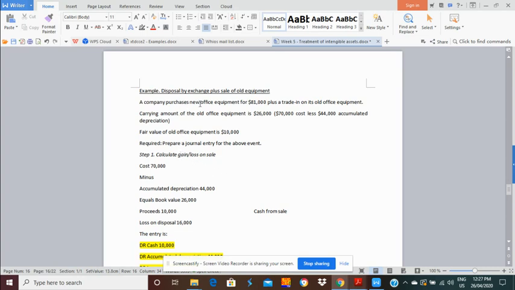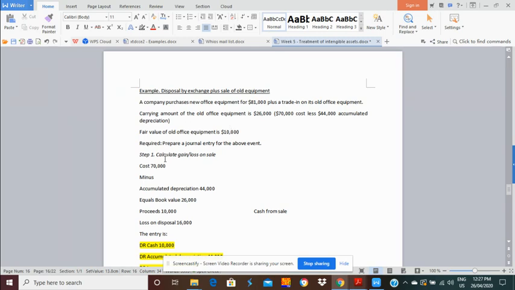So first of all, we purchase equipment for 81,000 plus a trade on the old office equipment. So we add some money to purchase new equipment. For the old equipment, the carrying amount, the book value, is 26,000, cost minus accumulated depreciation. And the market price, the market value of old equipment, is 10,000. That one we will use to determine whether we have gain or loss on sale of the old equipment.